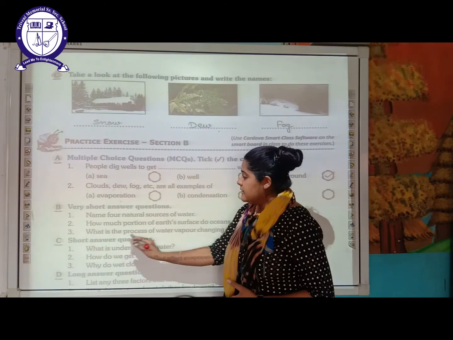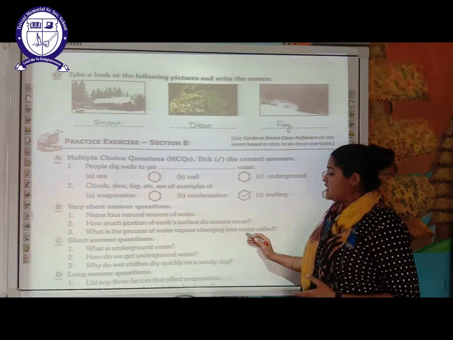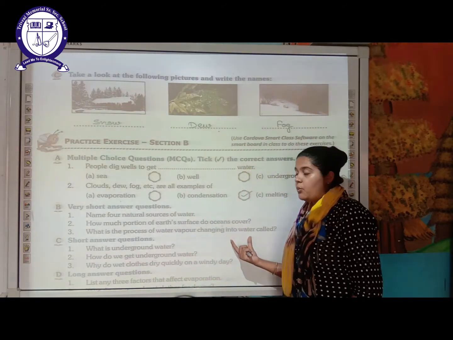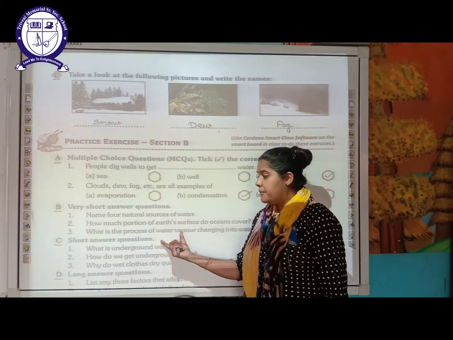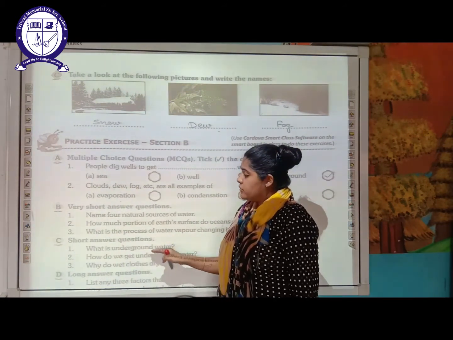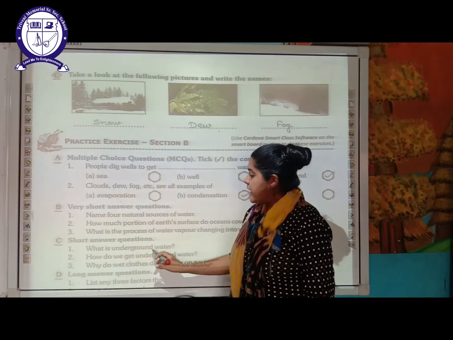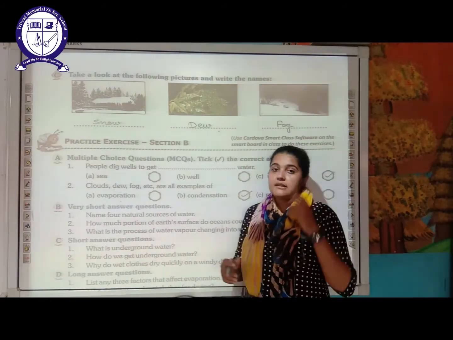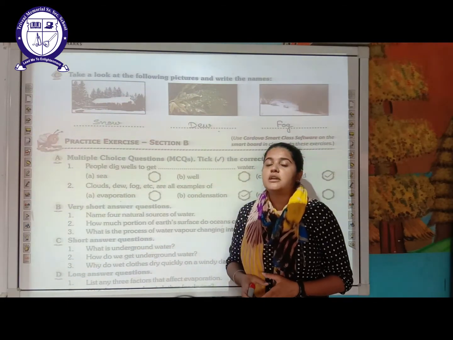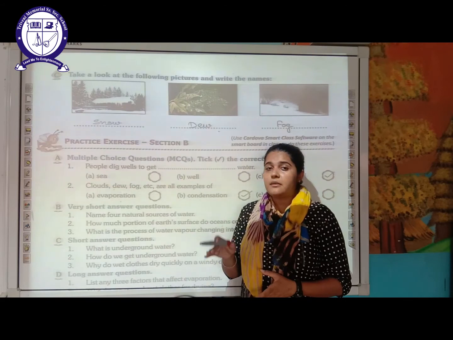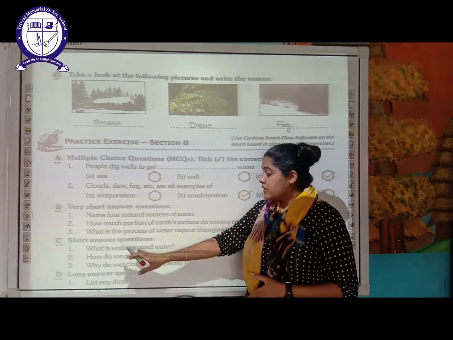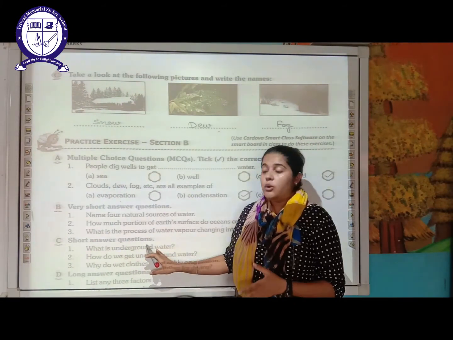Next is, what is the process of water vapor changing into water called? So when water vapor changes into water on cooling, that phenomenon is called condensation. Next is the short answer questions. Firstly, what is underground water? So as we have discussed, when rainfall occurs, some of the rainwater seeps into the ground and gets deposited or settled at a particular depth deep inside the earth. That water is called underground water.